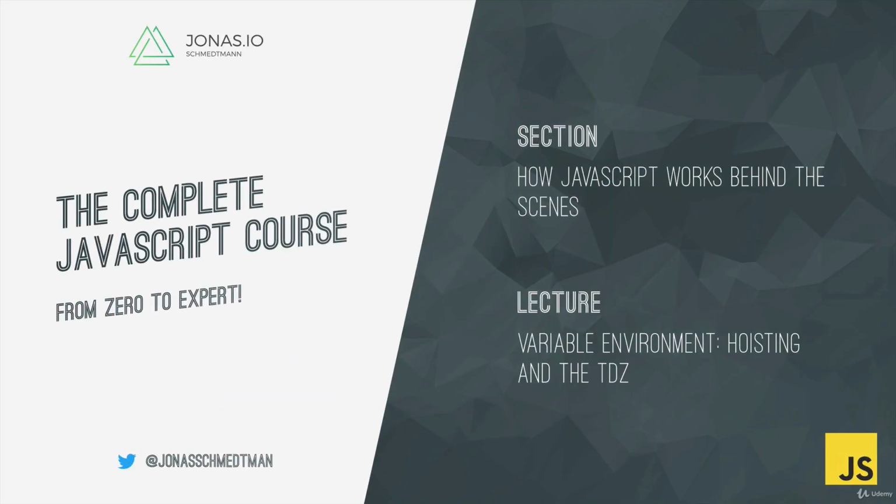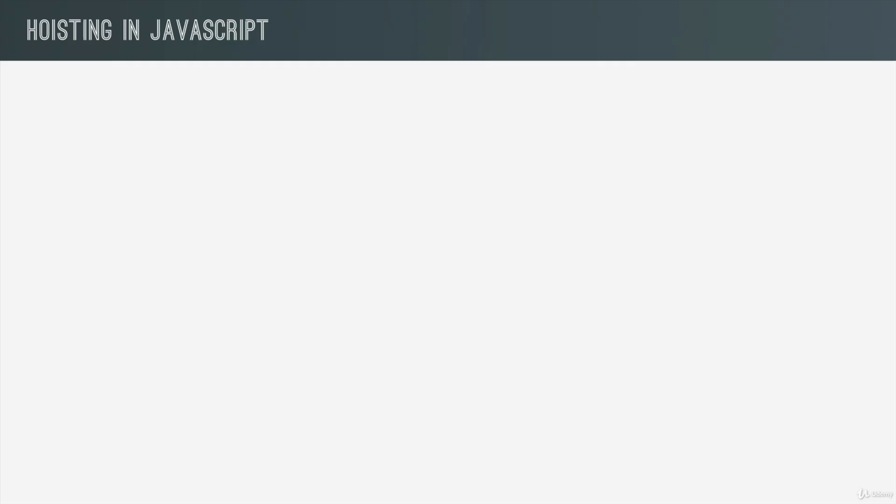The next topic we need to talk about is a very misunderstood concept in JavaScript, and that is hoisting. So we learned that an execution context always contains three parts: a variable environment, the scope chain in the current context, and the this keyword. We already learned about the scope chain, and so now it's time to take a closer look at the variable environment, and in particular at how variables are actually created in JavaScript.